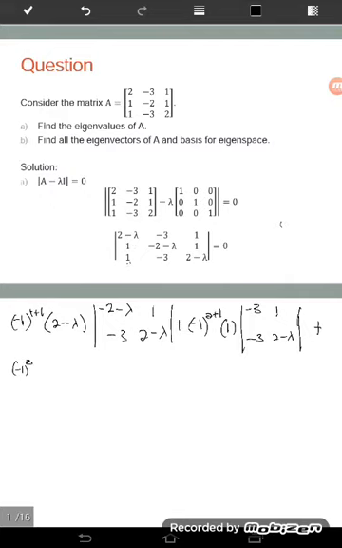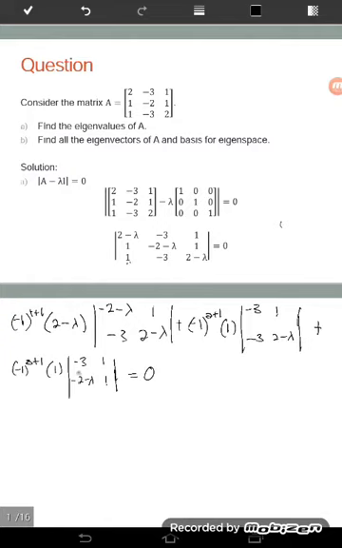Okay, so row 3 column 1, and then times by 1, determinant of close row 3 column 1, which is negative 3, 1, negative 2 minus lambda, 1. Okay, so all of this one is equal to 0.